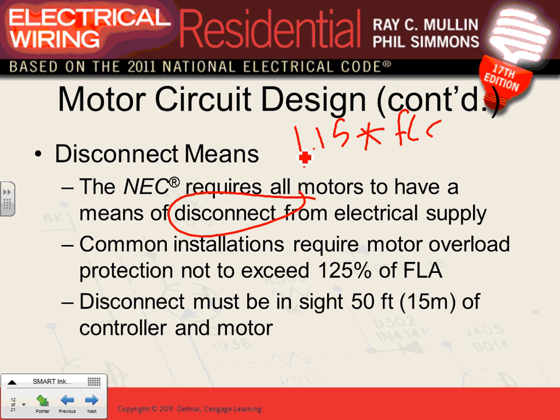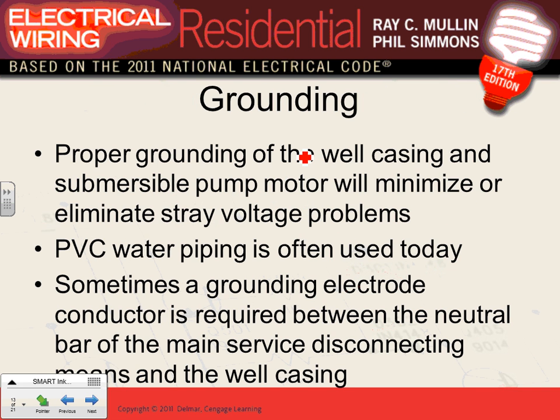The disconnect has to be within sight. Within sight means no more than 50 feet, with no obstacles, so I don't have to jump over something to reach it. Typically it's right there within 10 feet. Most disconnects are within 10 feet of the equipment, but the code allows you up to 50 feet. Any comments about the disconnects for safety and so forth?